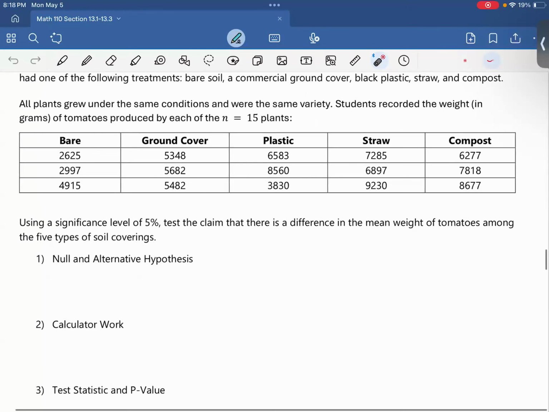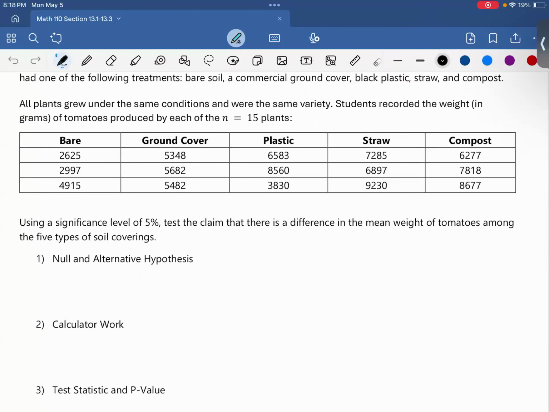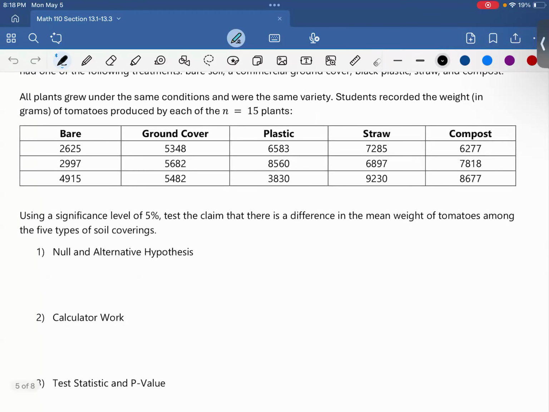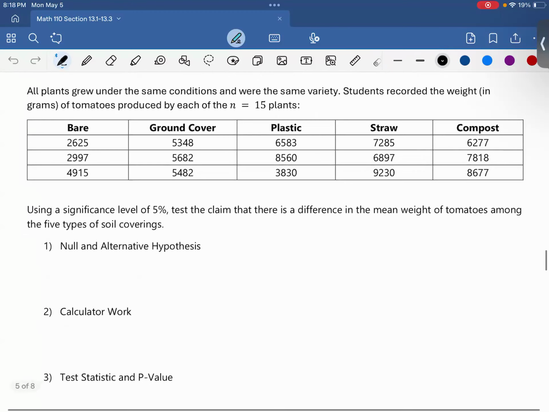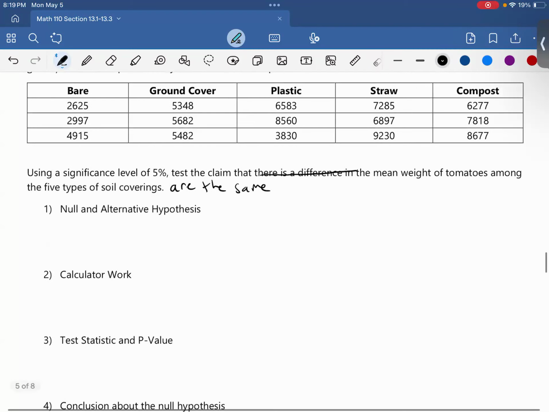So one thing I want to do is change the wording of this question. So we're going to test the claim, but instead of saying there is a difference, I want to write that the mean weight of tomatoes among the five types of soil coverings are the same, just to keep it consistent with what we've been working with. So we want to test that the means are the same.